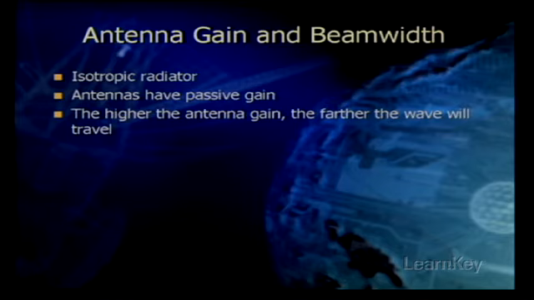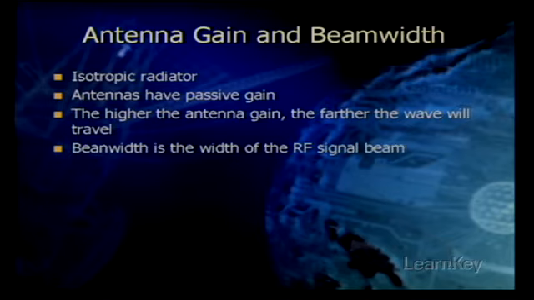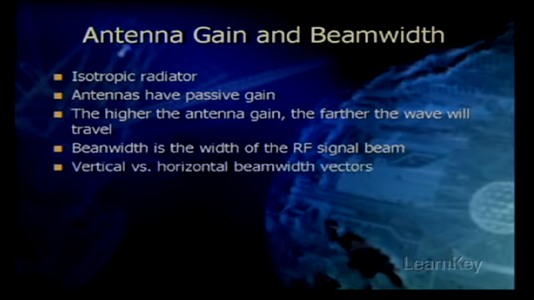Narrowing or focusing antenna beams increases the antenna's gain, measured in dBi. An antenna's beam width means just what it sounds like: the width of the RF signal beam that the antenna transmits. Now there are two vectors to consider when discussing antenna beam width: the vertical and the horizontal. The vertical beam width is measured in degrees and is perpendicular to the Earth's surface. The horizontal beam width is measured in degrees and is parallel to the Earth's surface. Beam width is very important for you to know because each type of antenna has different beam width specifications.